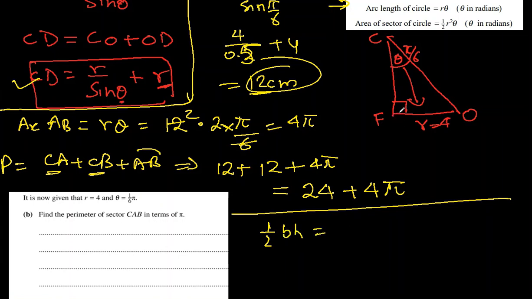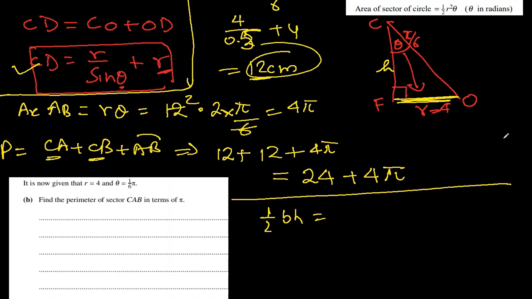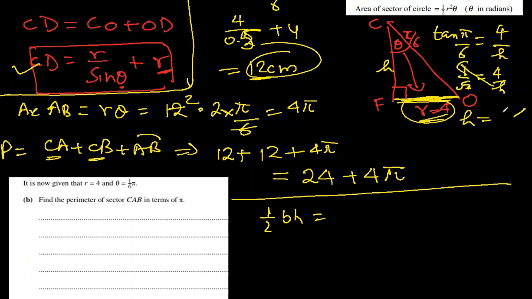Okay, base we know is 4 centimeter, height we don't know, so let's find height first. Let's call it h. Okay, so we can find it here. So r is the opposite, right? So we can write tan pi by 6 will be opposite 4 over unknown h. So let's cross. First, tan pi by 6 is 1 over square root 3, equal to 4 over h. So h goes here, equal to 4 square root 3 by cross multiplication. We got height.